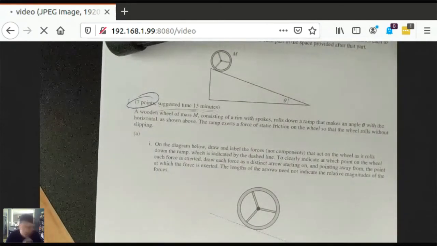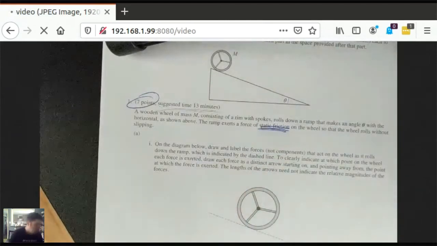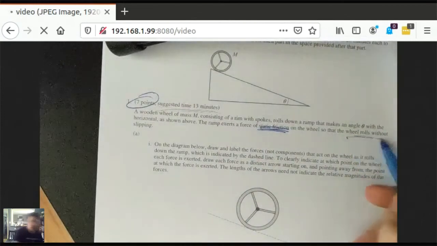Doing the first part here with this. So we have a wheel with a given mass, rolling down a ramp that makes an angle theta. The ramp exerts a force of static friction. So we have friction going on here. So the wheel rolls down the ramp.